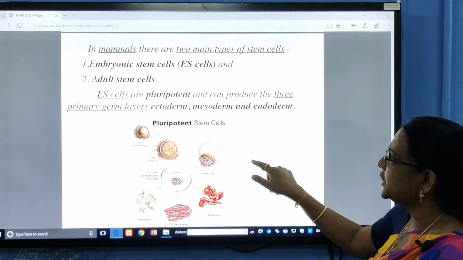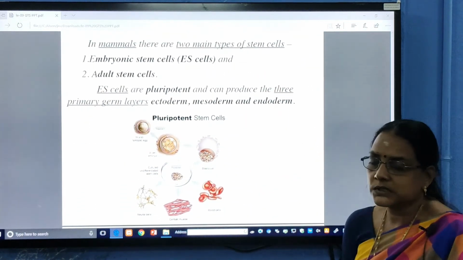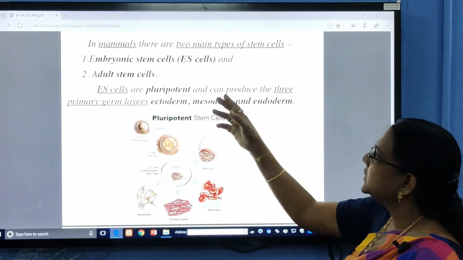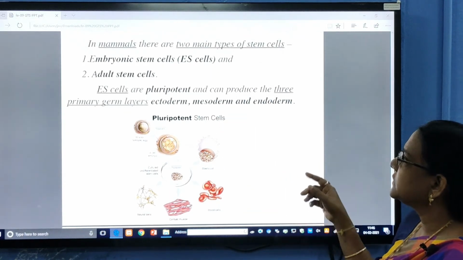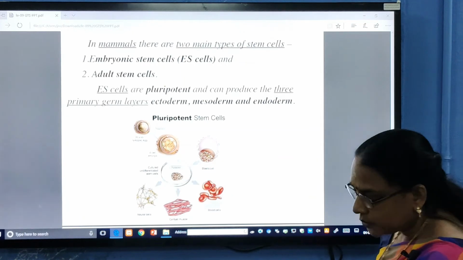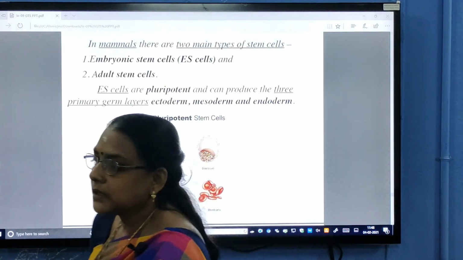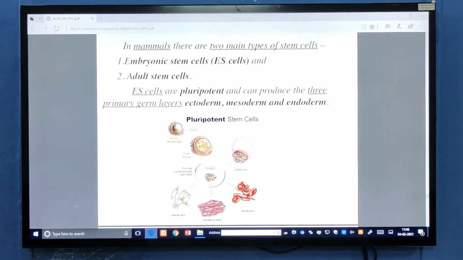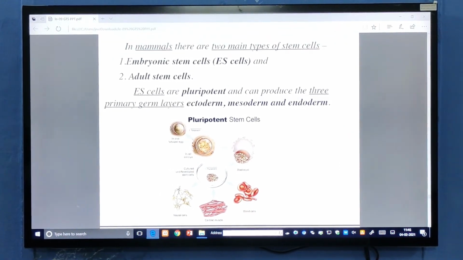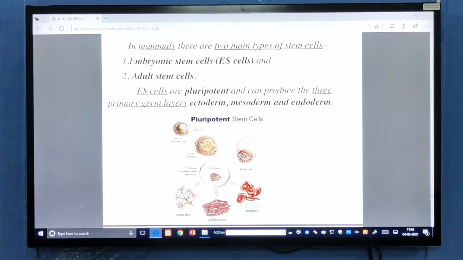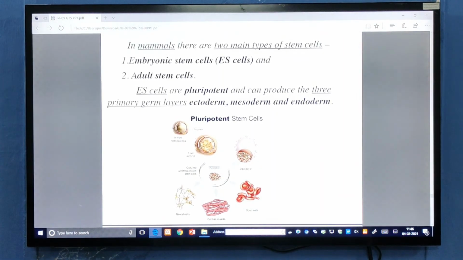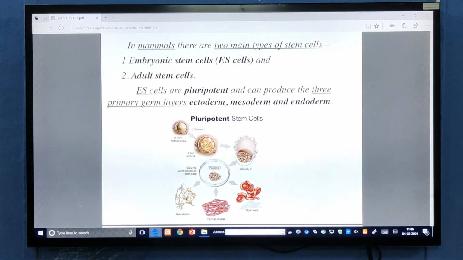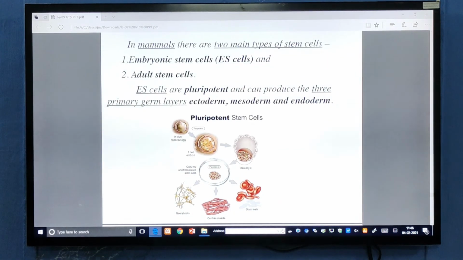And they can differentiate into the main organs, target organs. So, another one, mammals. Two main types of cells are present here in mammals. What do you see here? The ES cells, or embryonic stem cells, and the adult stem cells. ES cells are said to be pluripotent. That is, they can produce three germ layers: ectoderm, mesoderm and endoderm.